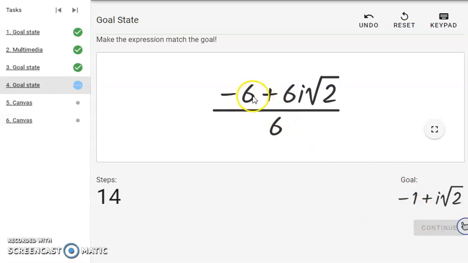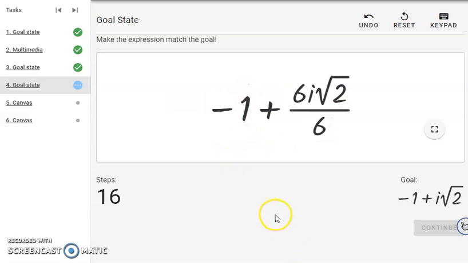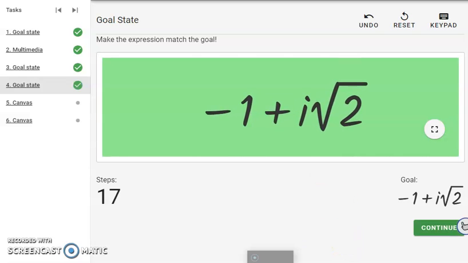Now again, you'll notice that we have a fraction and our final answer is not. 6, 6, and 6 all have common factors of 6. So if I simplify 6 divided by 6, I'll get 1. If I do 6 divided by 6 this way, I will also get 1. So I end up with negative 1 plus i root 2.